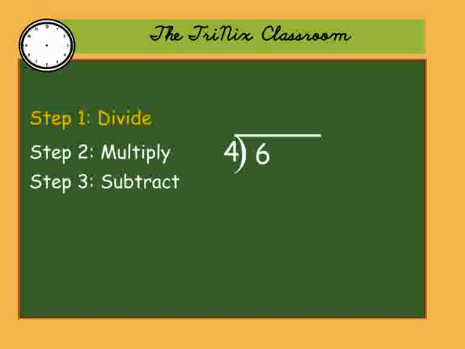Let's try another. In this long division problem, the dividend is 6, the divisor is 4. So we are dividing 6 by 4. We'll begin by gathering our 6 dots. 1, 2, 3, 4, 5, 6.